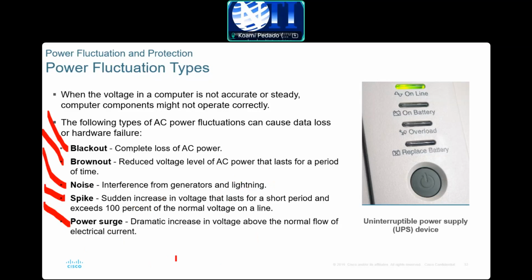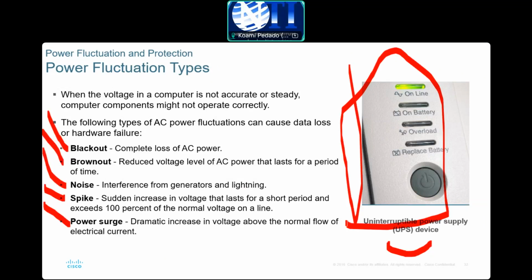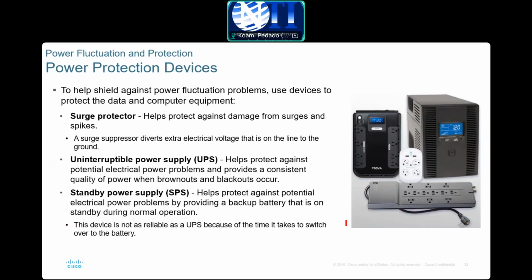So to avoid all this, we will need this one, which is called here a UPS, which is the one we use. To protect against those power fluctuations, we also use those things called surge protectors. The surge protector helps protect against damage from surges and sparks. A surge suppressor diverts the extra electrical voltage on the line to the ground.